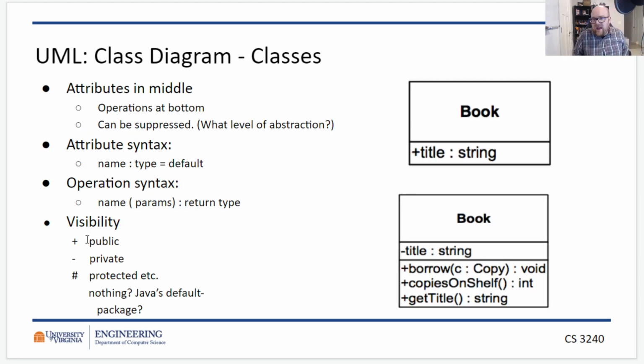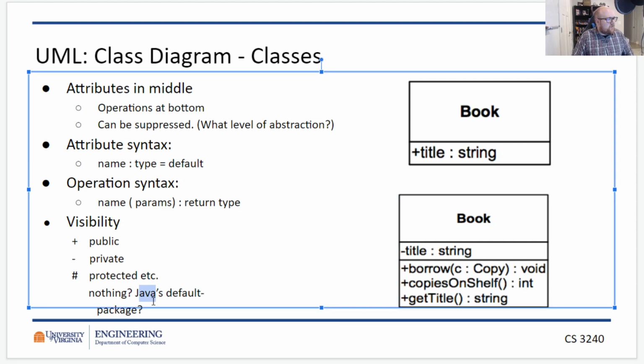So when we're laying out a class, the class title obviously goes at the top, book. The attributes go in the middle, so this is private title string. And then the functions, or the behaviors, go in the bottom: borrow, C, which is data type copy, void. This is the variable name C and the data type of the input, which in this case is data type copy. And it returns a void. Copies on the shelf, that's how many books you have on the shelf. That's going to return an integer, a number. Get title, return a string.